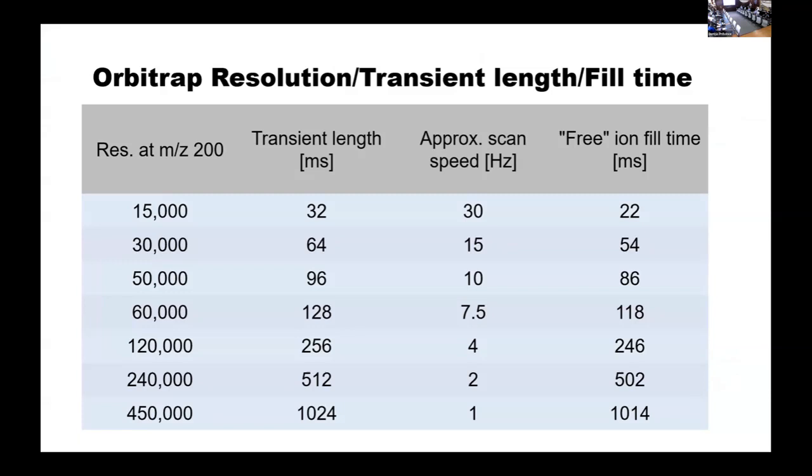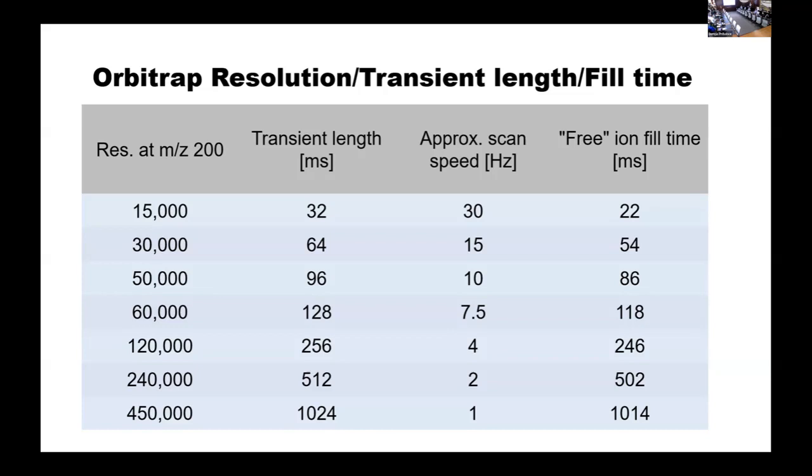This slide's pretty old, but I think it still holds pretty close to the transient length needed for a certain resolution. Somebody may know better than me on speed; it may be a little bit faster than this now. At 15,000, that takes 32 milliseconds of transient time. It has to measure that ion current for 32 milliseconds in order to have a readout of 15,000 resolution, which is Thermo's definition of resolution at mass to charge 200. For this 32 milliseconds, you have a fill time of approximately 22 milliseconds, so there's about a 10 millisecond overhead, and I think it's actually a little more than that.